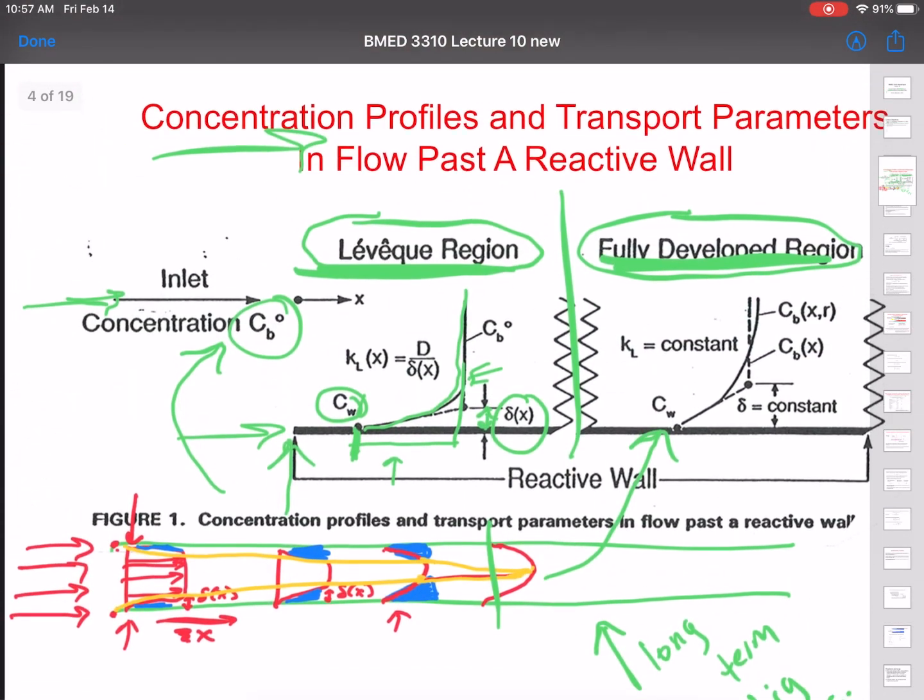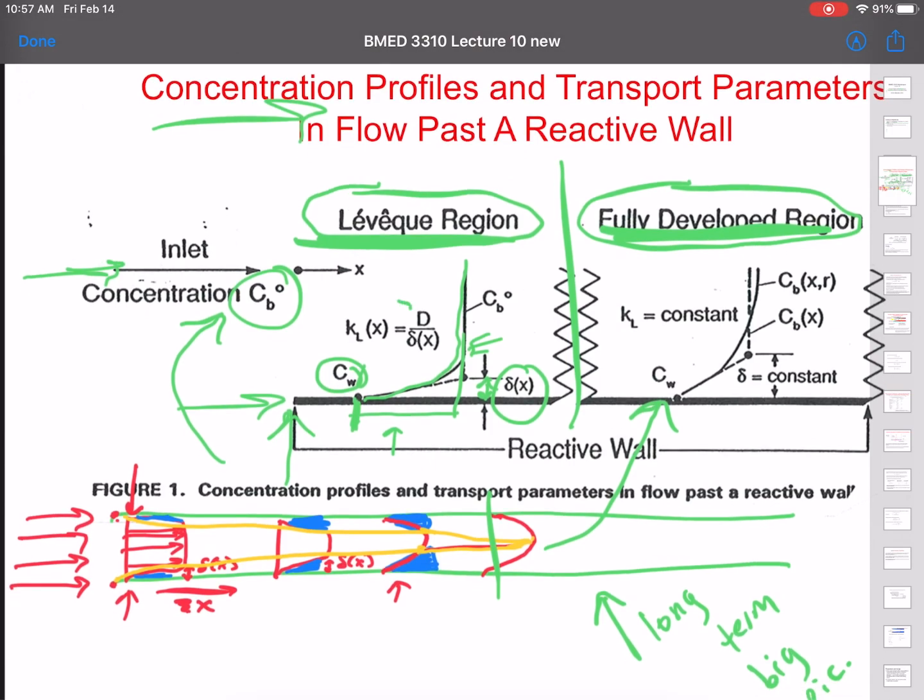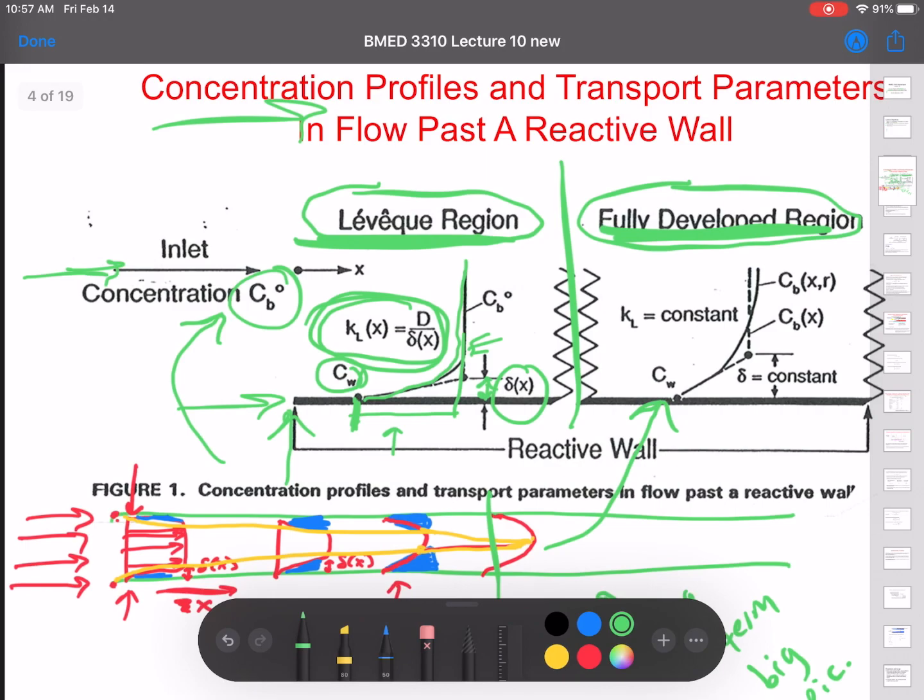The one thing that she was saying here is that the K sub L, and in this case she's using K sub L, I think she means L for local. So the local mass transfer convective coefficient is a function of X in a pipe until we get to a fully developed region, and then it's constant.